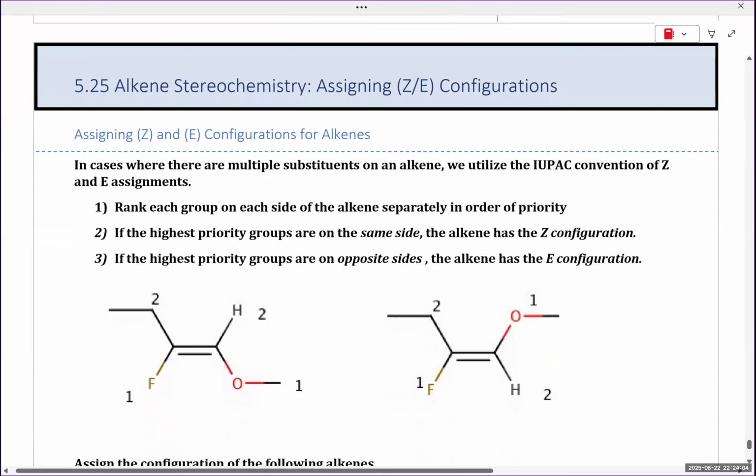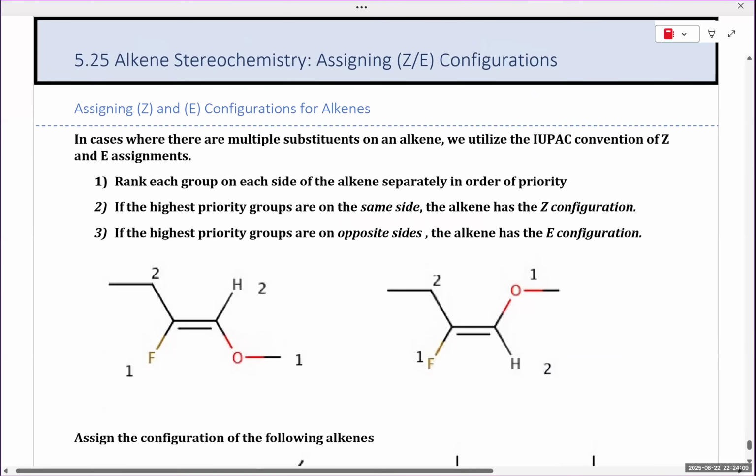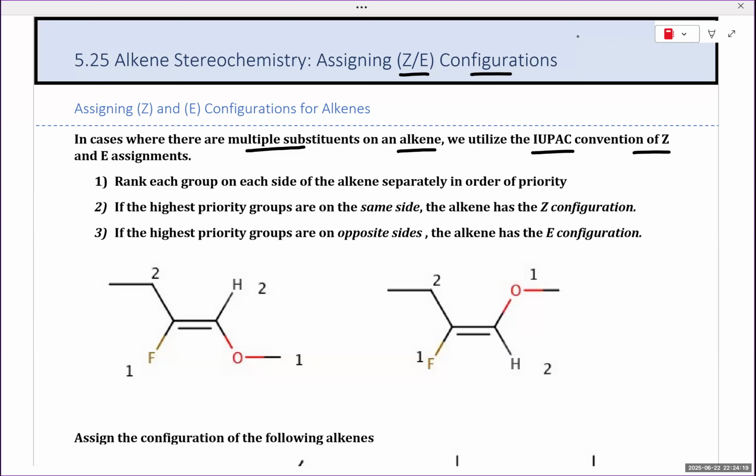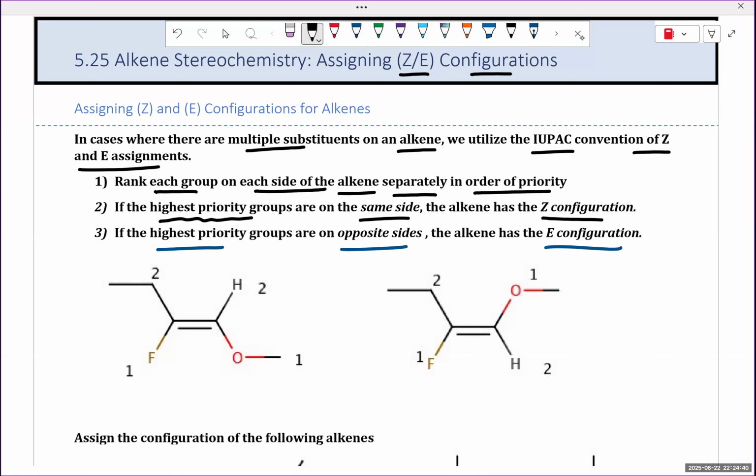The last thing I'd like to talk about, which is going to be a lead-in for our future chapters, is alkene stereochemistry and assigning Z and E configurations. So in cases where there are multiple substituents on an alkene, we utilize the IUPAC convention of Z and E assignment. To do this, you rank each group on each side of the alkene separately in order of priority. If the highest priority groups are on the same side, you have the Z configuration. If the highest priority groups are on opposite sides, you have the E configuration.